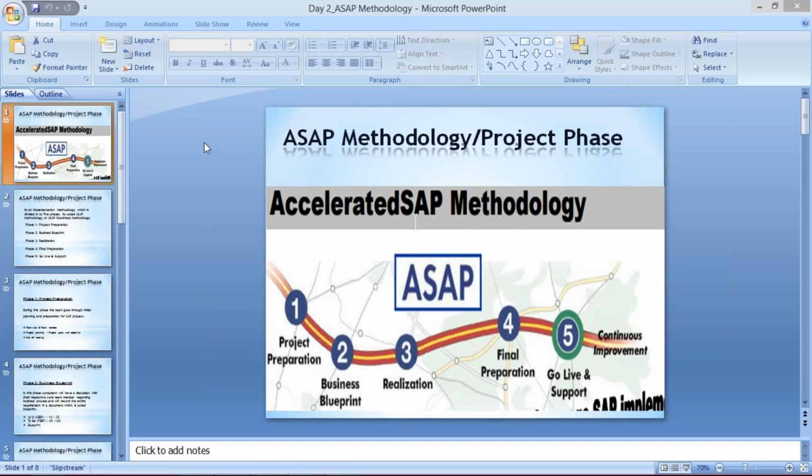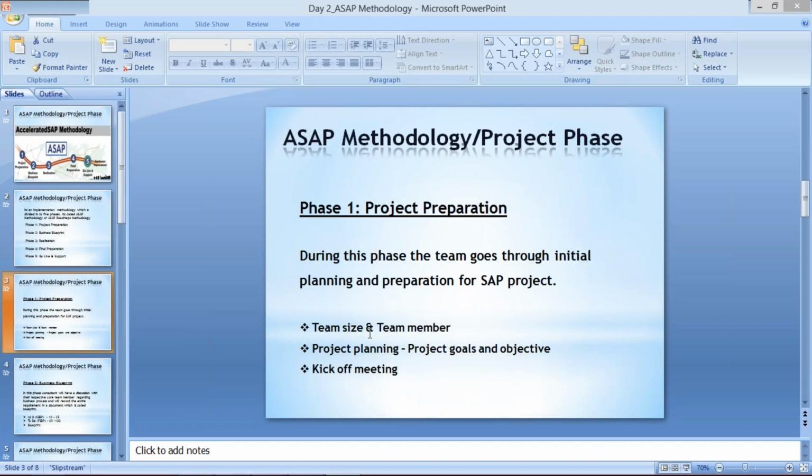So first phase I have already explained. So what is happening in first phase? First of all, whenever a project manager reaches at client place or client location, he is going to perform these three activities. First of all, he has to decide project team size and team members, and then planning for the projects, like what is the project goals and objectives or any deadlines and other things. And then kickoff meeting. So the first phase already I have explained.